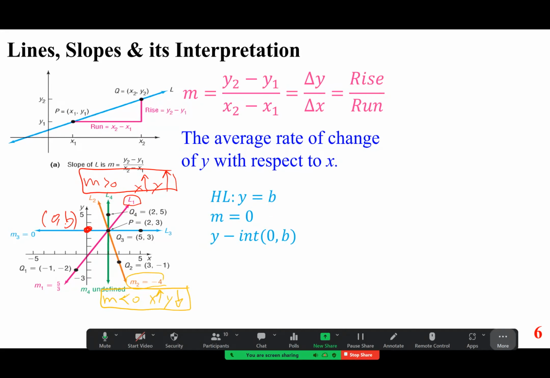And in the case of a VL, short for vertical line, the slope is undefined because if you calculate the rise over run, the denominator will be 0. The vertical line has an equation of x equals a, and the x-intercept is located at a, 0 in general. So this point has coordinates a, comma 0 in general.